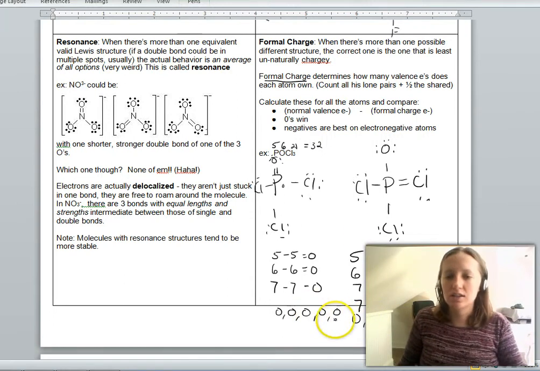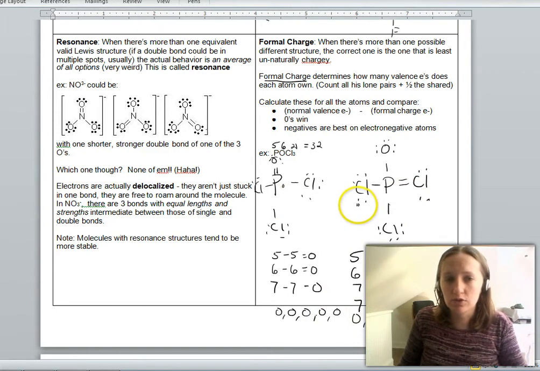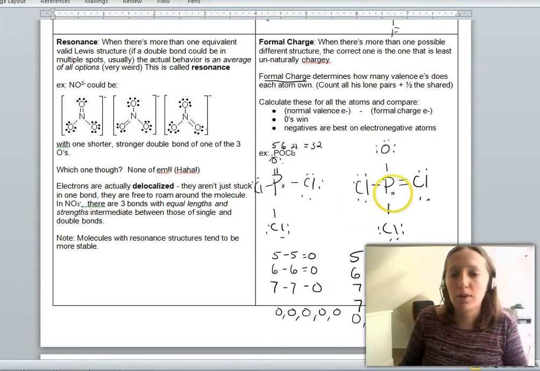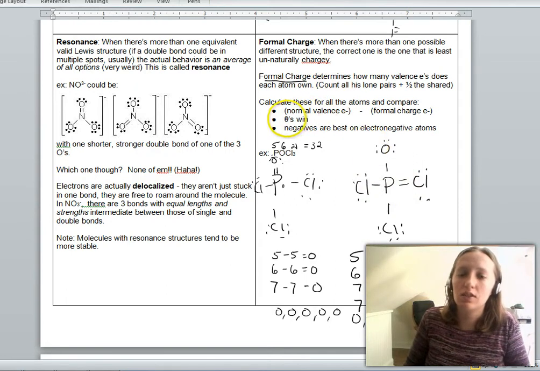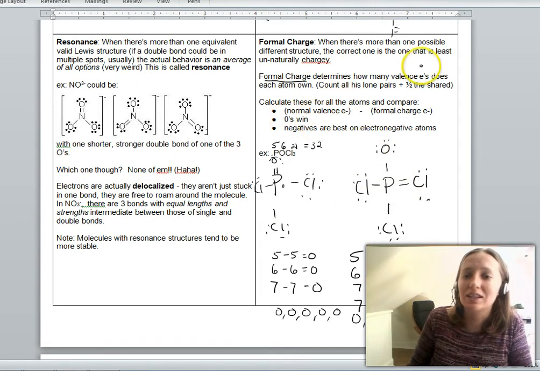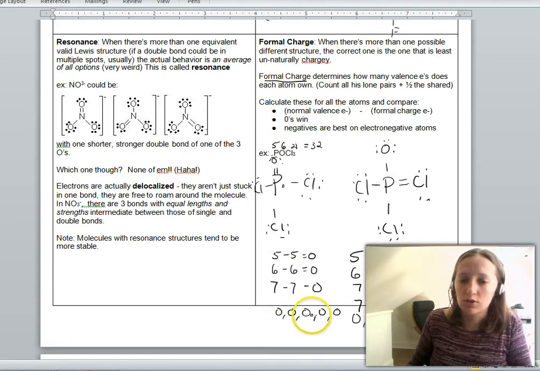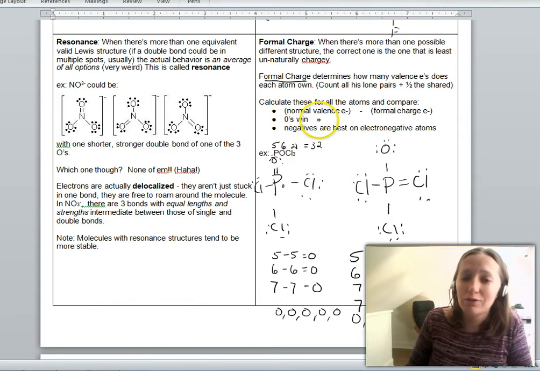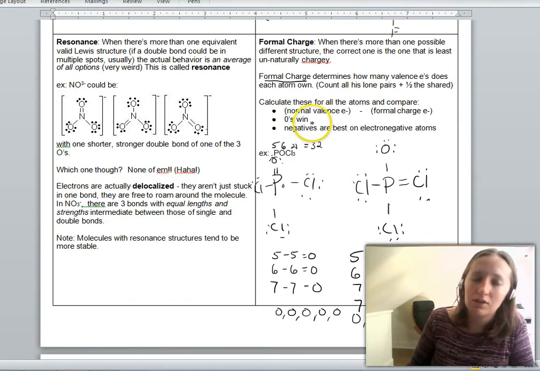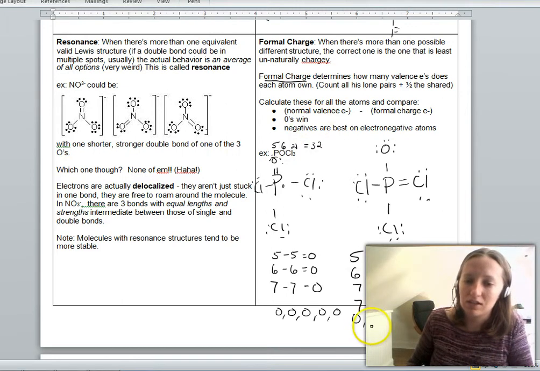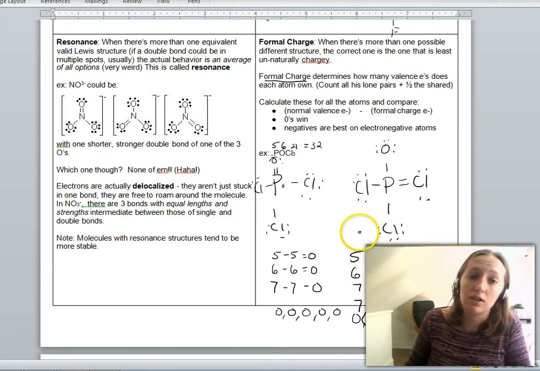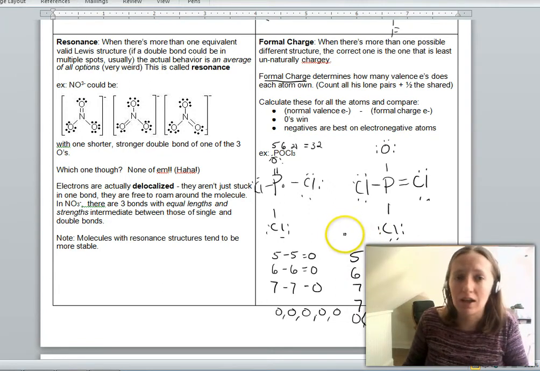And so you're looking at these and going, well, these are both possible structures. They both could happen. But what we can see from the formal charge is that zeros usually win. So it's least unnaturally charged. So 0, 0, 0, 0, 0 is a score that is better than 0, -1, 0, 0, 1, because zeros are superior. If you can't find a score that's all zeros, the negatives, like this, it's better to put those on electronegative atoms because they suck electrons toward themselves. So we will see an example of that in a little bit.